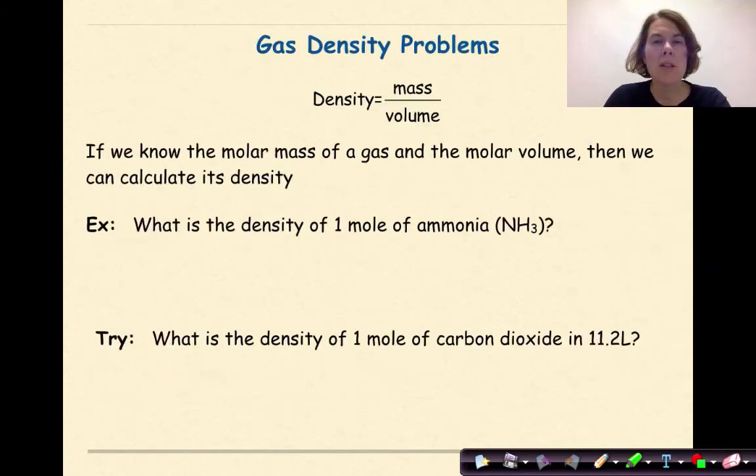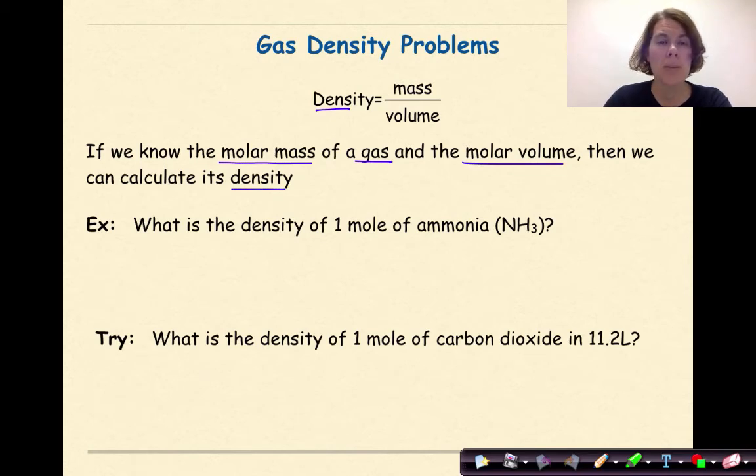The final thing that I'd like to talk about today is gas density problems. Now we know that the density formula is density is equal to mass over volume. Please, please, please don't use the little triangle. Understand the formula. Understand your variables. Understand what you're solving for. It'll go a long way. Seriously. If we know the molar mass, otherwise known as the gram formula mass, of a gas and the molar volume, which for 1 mole is assumed to be 22.4, then we can calculate its density.